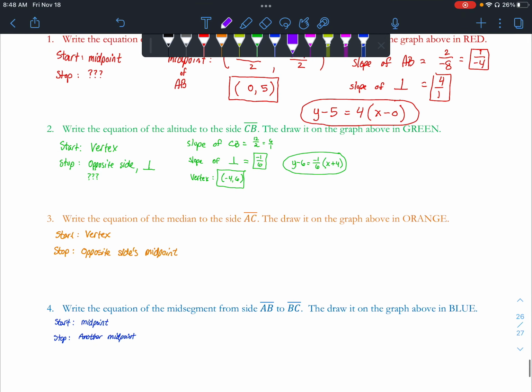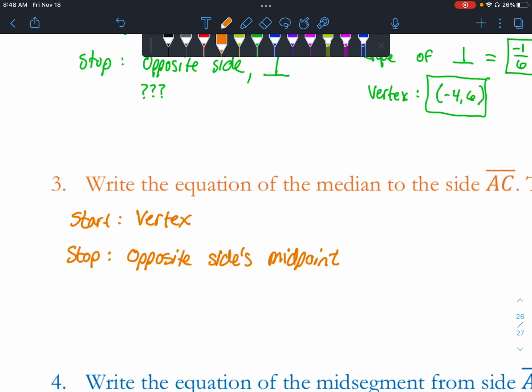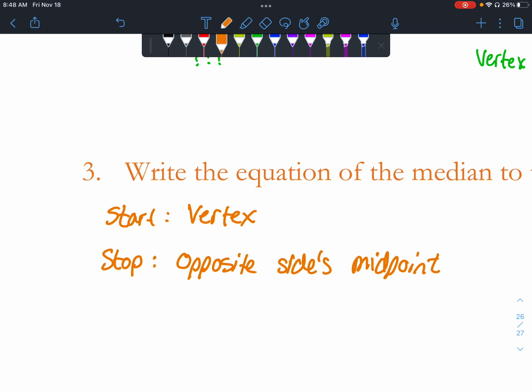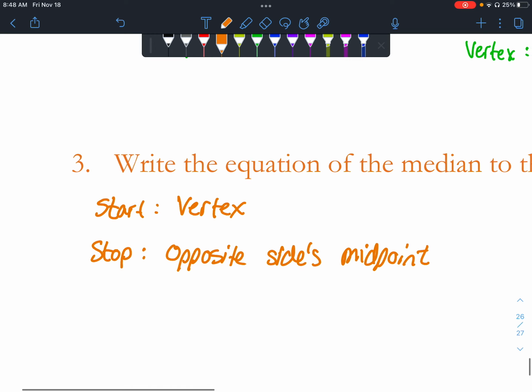As promised, I have here the solutions for problem number 3 and number 4. The big emphasis on these ones, again, is to remind yourself of where these things are going to start and stop. Because what's important is you need to know one point that's guaranteed to be on the line. For most of these problems, I would suggest using either the vertex or the midpoints, because, again, midpoints and vertices, if you have them, are guaranteed to be on the lines.